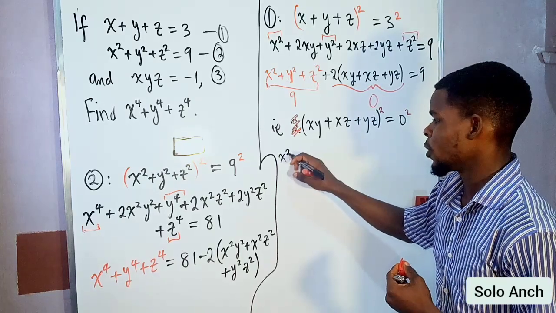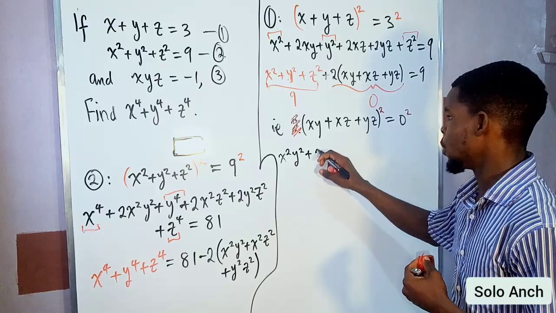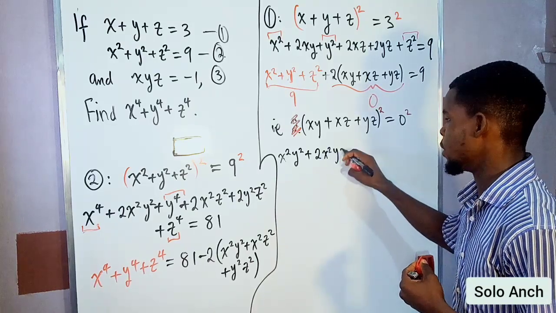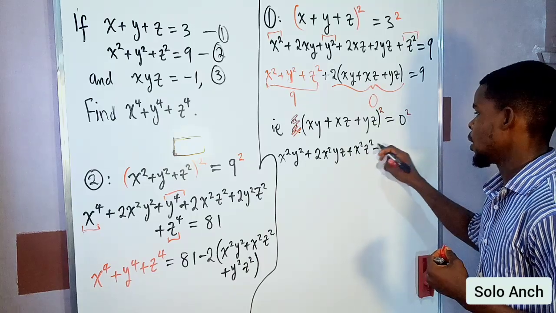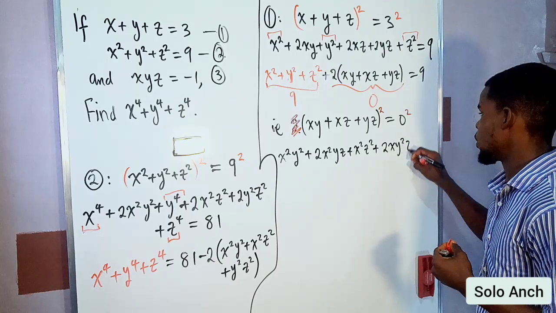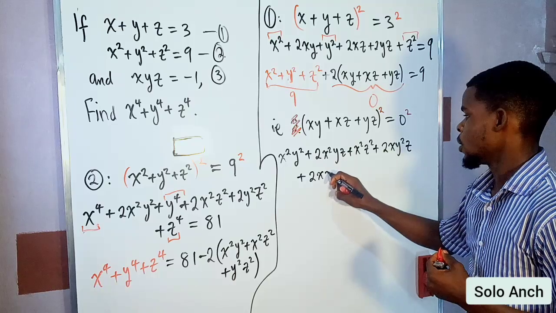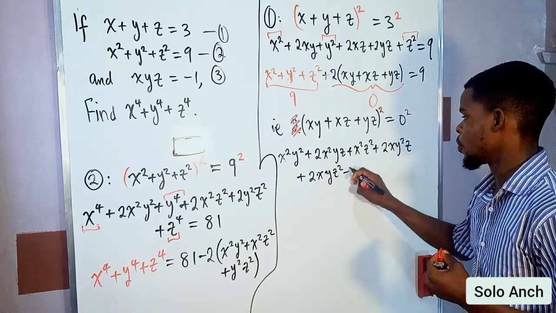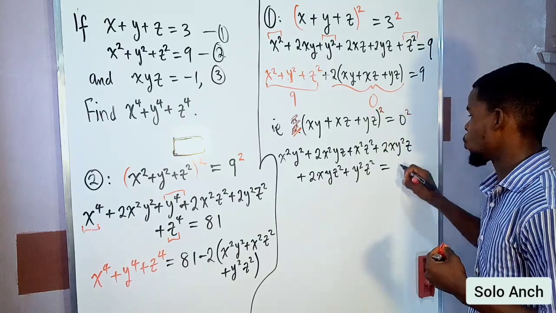It's still a trinomial. So x² y² plus 2x² yz plus x² z², okay, then plus 2x y² z plus 2x y z² plus y² z². Okay, we equate that to 0 squared, which is just 0.